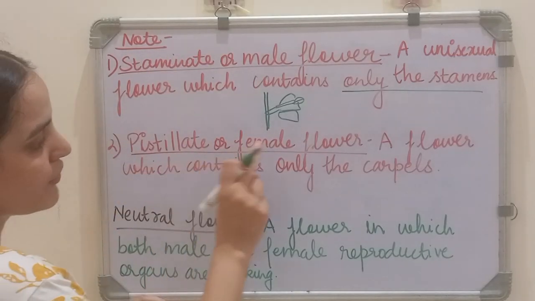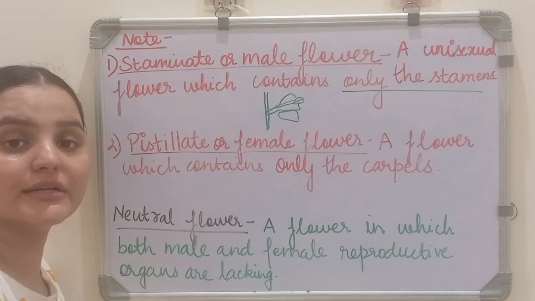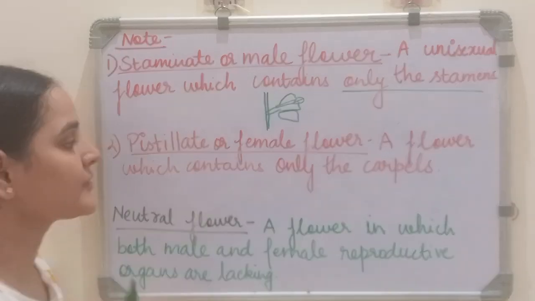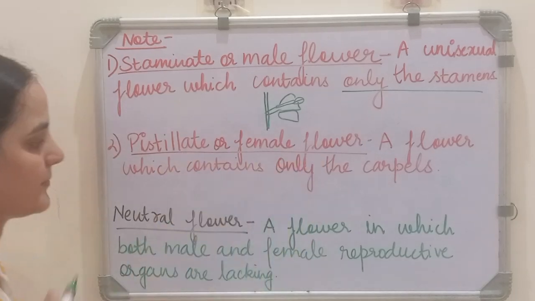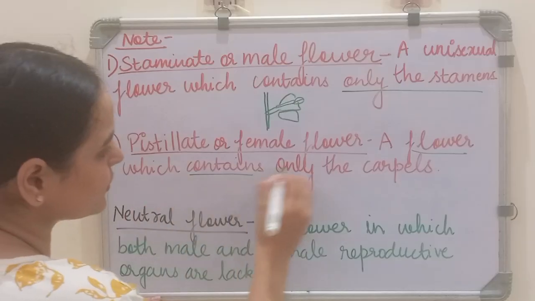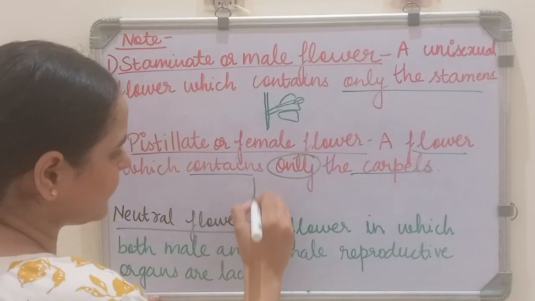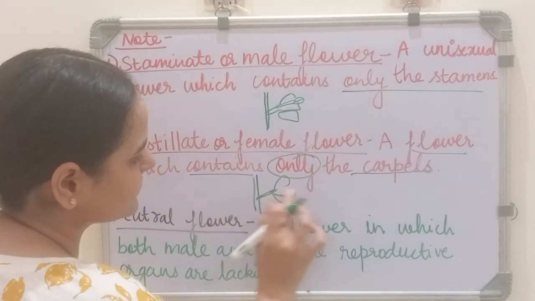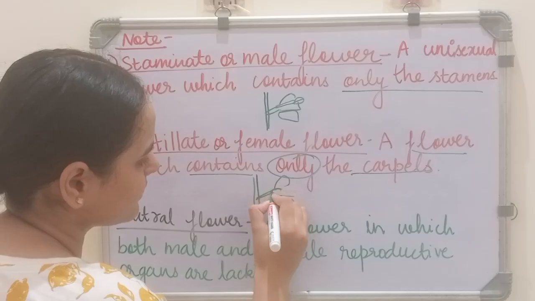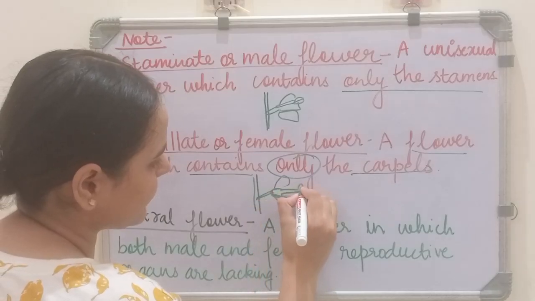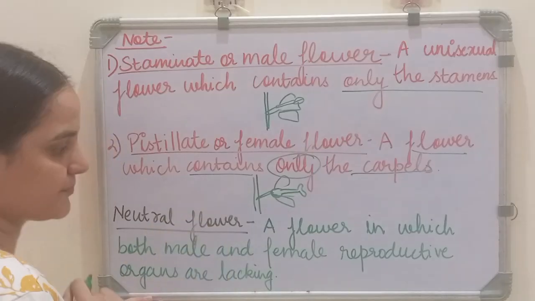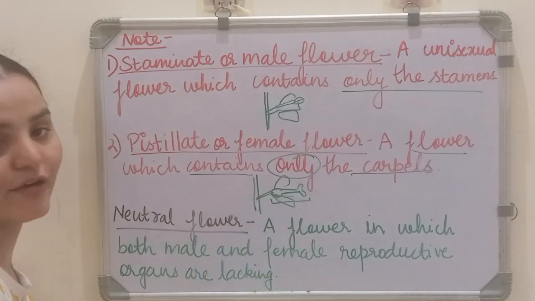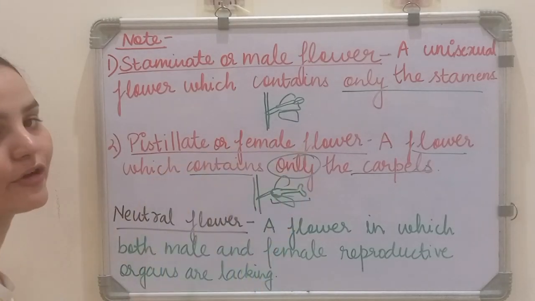Next is pistillate or female flower. So a flower having only the female reproductive part, means a flower having only the pistil or carpel, is known as pistillate or female flower. So a flower which contains only the carpels. Again I am drawing, this is the stem, petal. Now you will see only the female reproductive part present. This is stigma, style, ovary. So this whole is the pistil. So only this pistil is present in a flower. So that flower is known as pistillate or female flower.